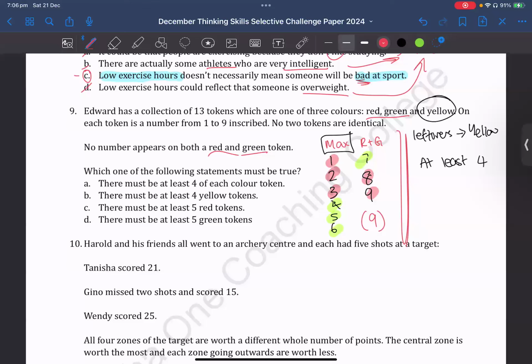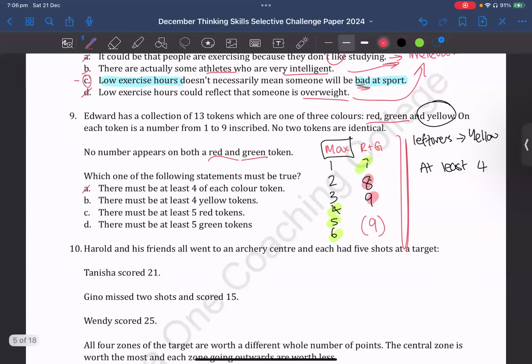So once again, we could just have a red 1 and a green 2, and the rest could all be yellow, but that means that there's 11 yellows. So going through the answers, there must be at least 4 of each color token. No, that's incorrect, because I could just have two red and the rest of this 9 be green, and 4 yellow counters, but A is incorrect. There must be at least 4 yellow tokens.